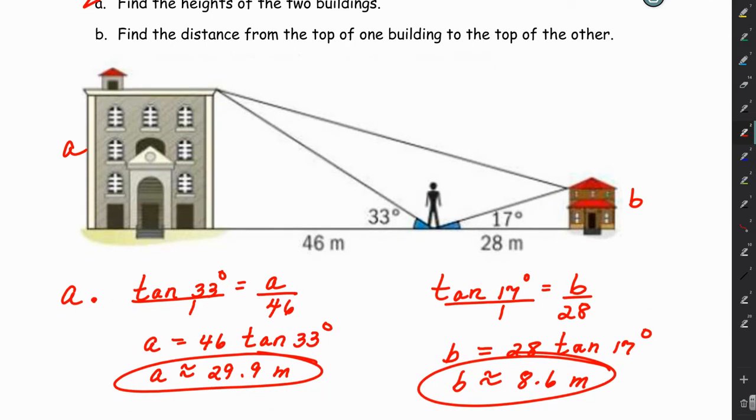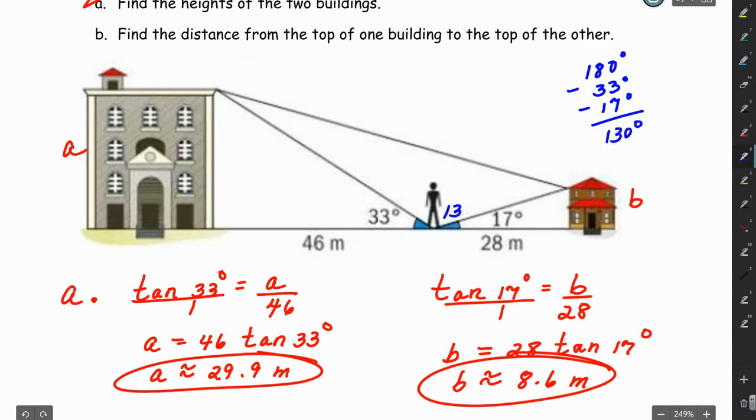Now it says find the distance from the top of one building to the top of the other. All right, let's see here. So I'm trying to find this distance here. Now I want to use my cosine rule. I think that will be the easiest. So I need to know this angle. Well, this angle is going to be 180 minus 33 minus 17, because all of those angles added together make a line. So in order to find that angle there, I'm going to do 180 minus 33 minus 17. And when I do that, I'll get 130 degrees.